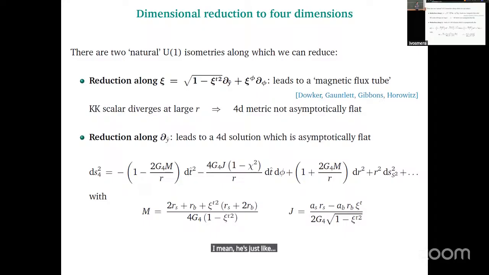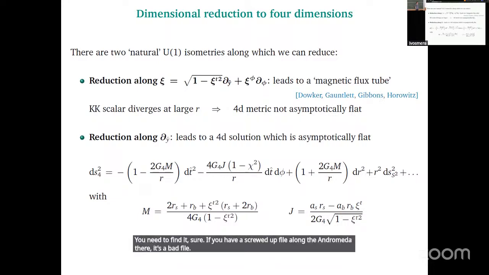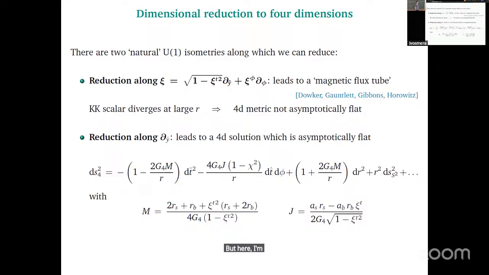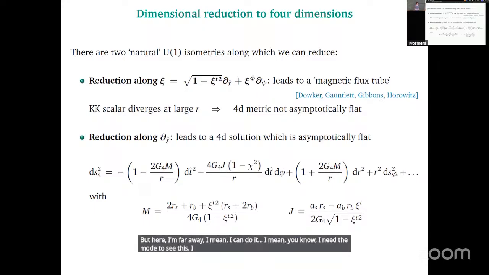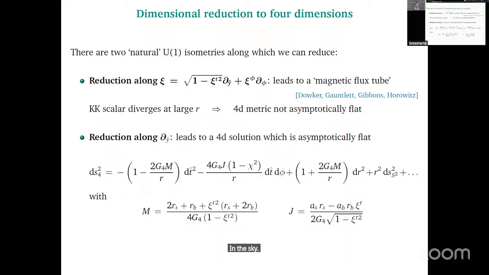You need to define the phi along Andromeda. Sure, if you have a screwed up phi along Andromeda, there it's a bad phi, but here I'm far away. I can do it. I need the mode which is phi equals 2. Yeah, but I cannot produce a mode which is M equal to 2. Anywhere in the sky you should not produce something which has leg along 2, 3, 4, 5.